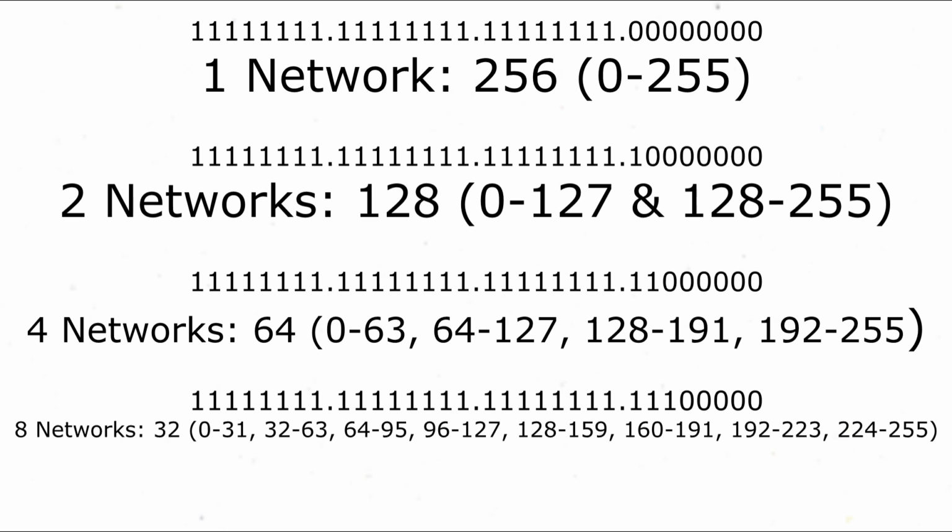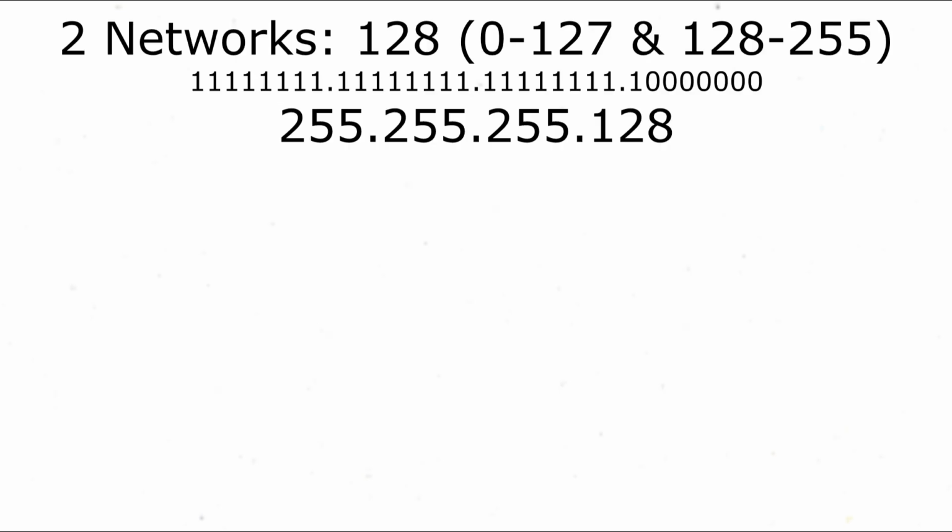So if we look at our scenario, we need two subnets, therefore we need to borrow one bit, which leaves us with a subnet mask of 255.255.255.128, or in binary it's here. You can see the borrowed bit at the last octet.